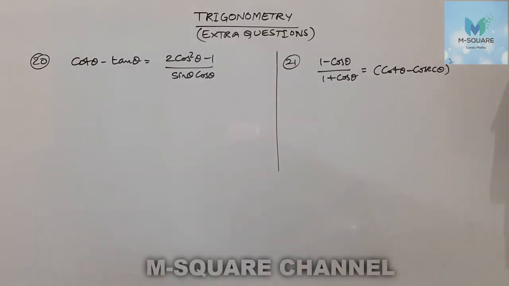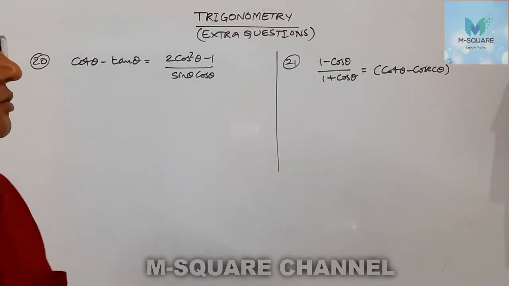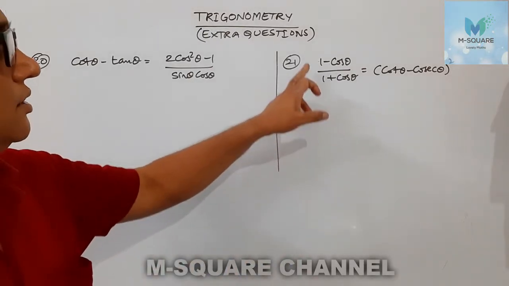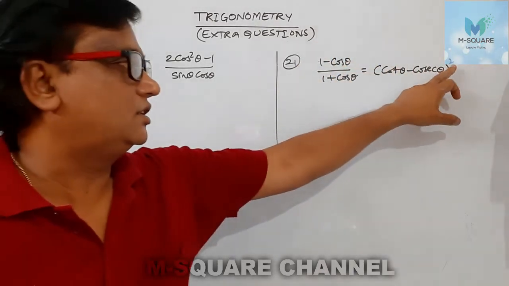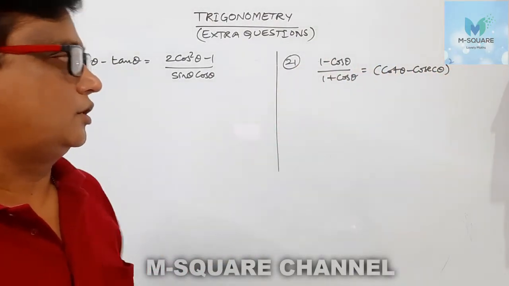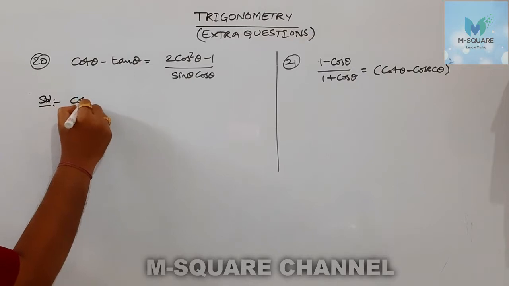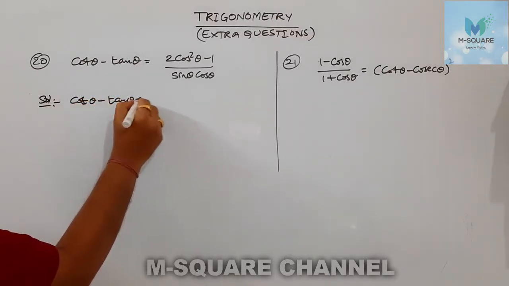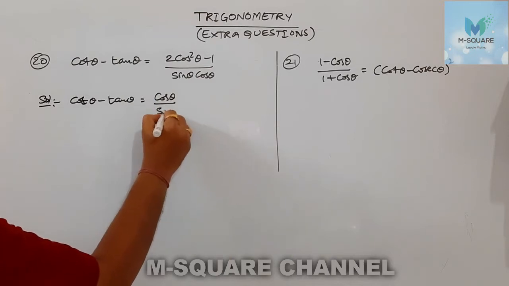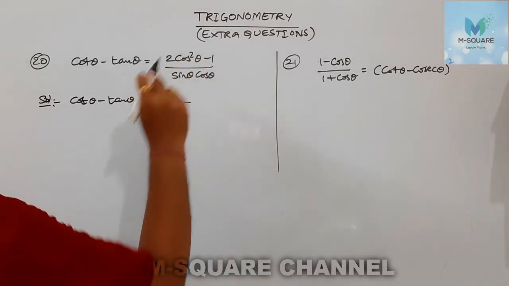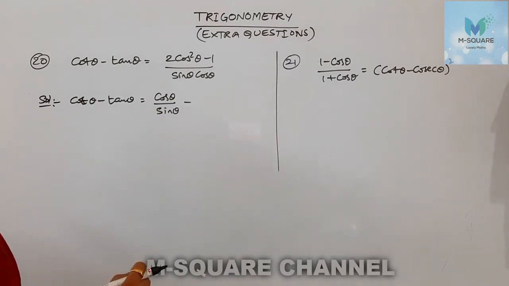In these two questions, cot theta minus tan theta equal to (2 cos square theta minus 1) by sin theta cos theta, and this question, 1 minus cos theta by 1 plus cos theta equal to the answer, (cot theta minus cosecant theta) whole square. Otherwise sometimes they are asking square root of; here there is no square, they are putting square root of here. And in this question, cot theta minus tan theta equal to cos theta by sin theta, because the answer is in sin theta cos theta, that's why we change it into cos theta sin theta.